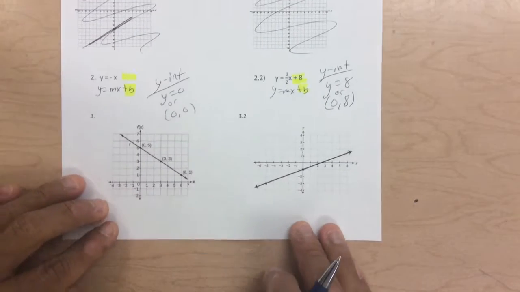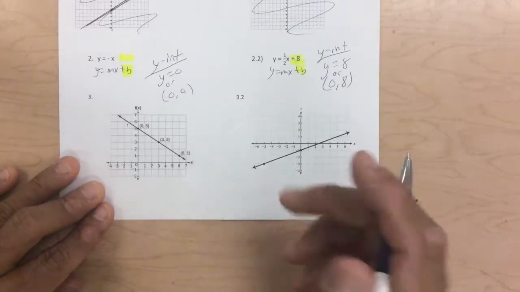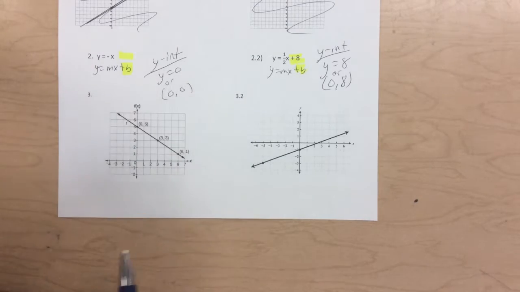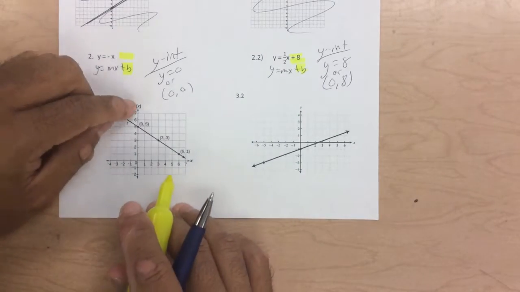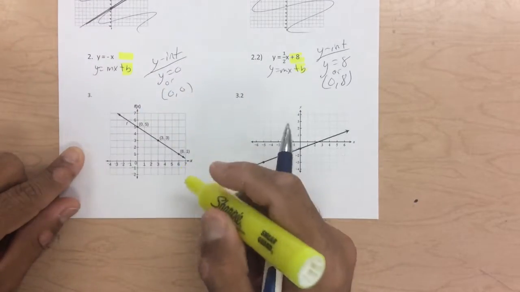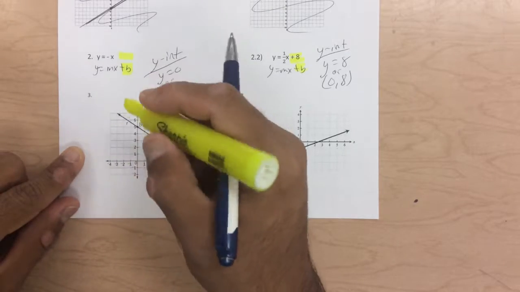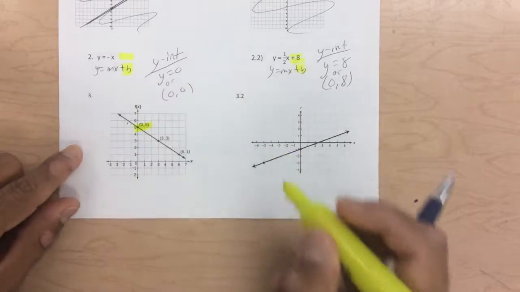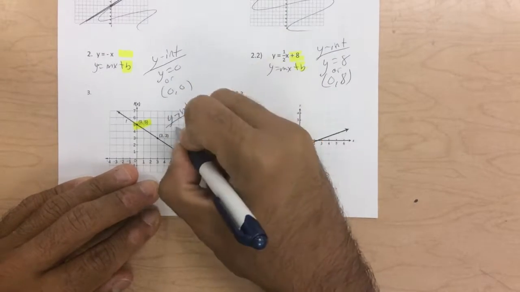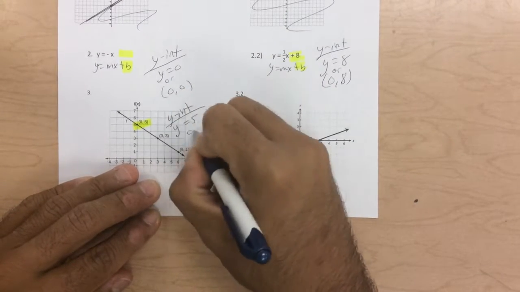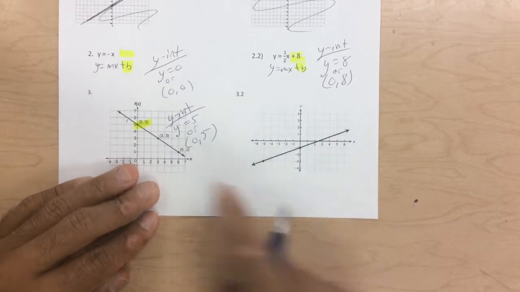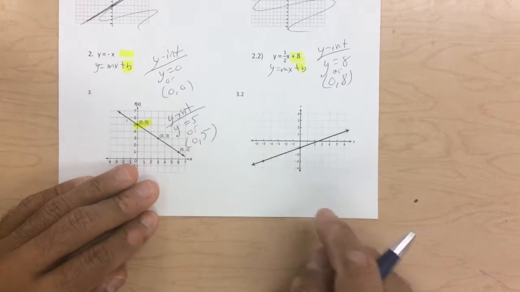Okay. Now, for number 3 and number 3.2, basically when you're looking at a graph, just look at where your graph or your line touches the y-axis. Well, the y-axis is the one that goes up and down. So where does this diagonal line touch my y-axis? Well, as you can tell, right here. So your y-intercept is going to be y equals 5, or you can say 0, 5. You see, that's where it intersects with the y-axis.